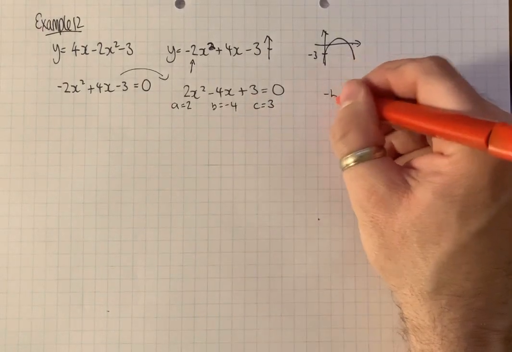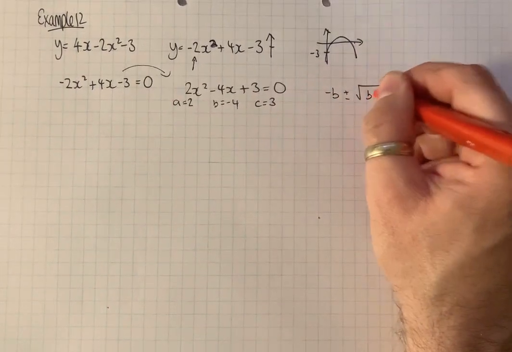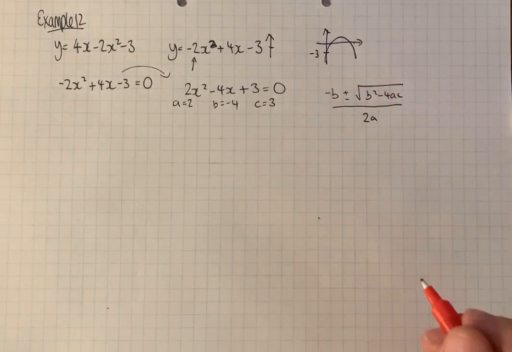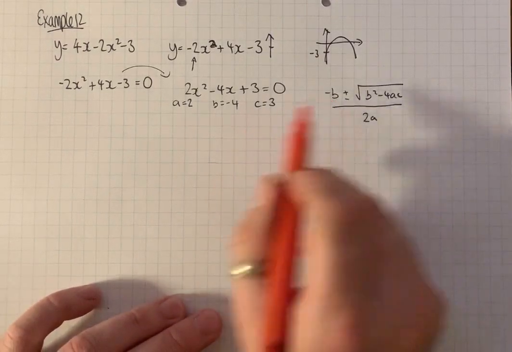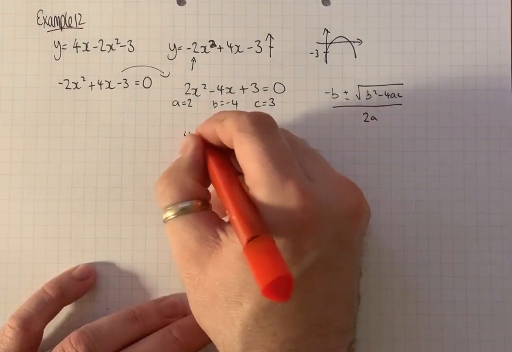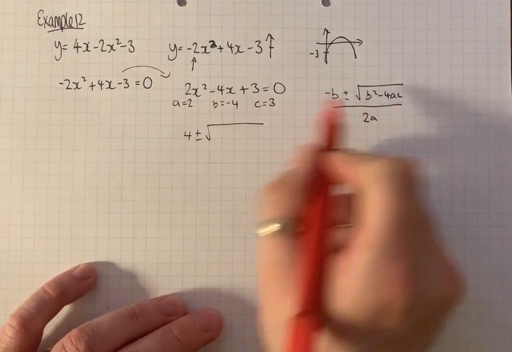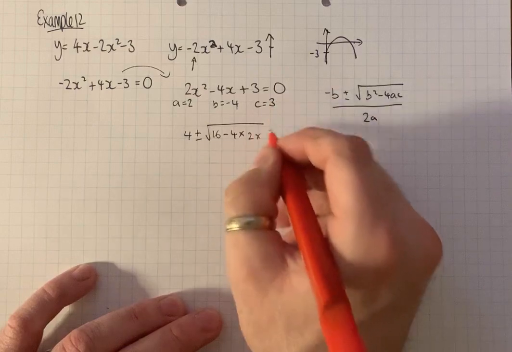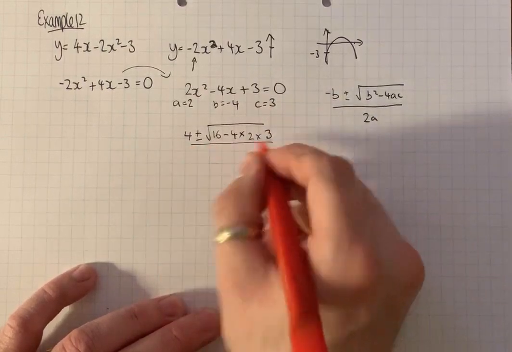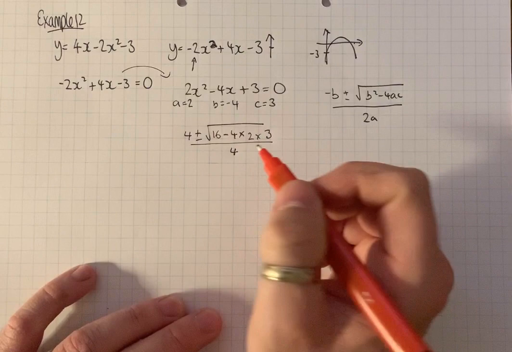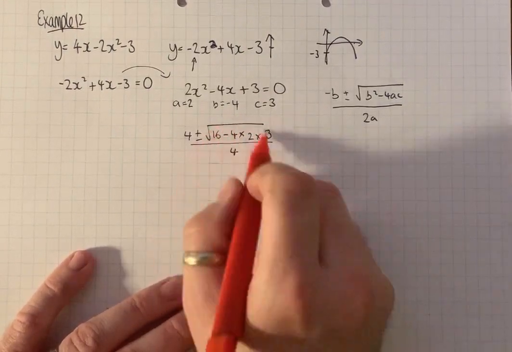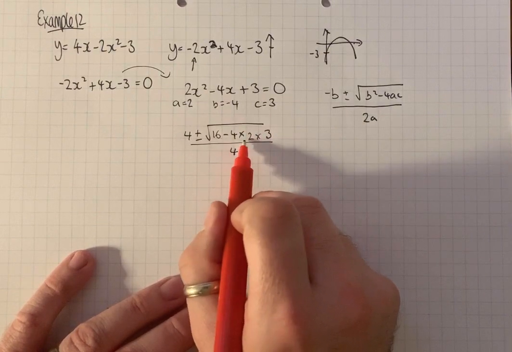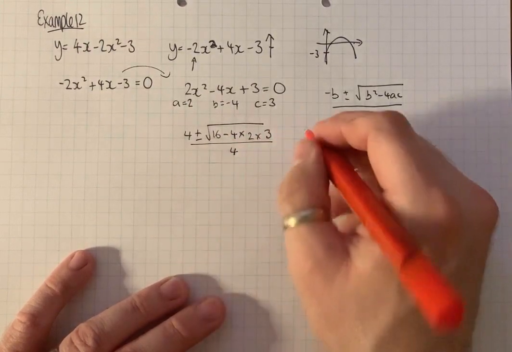Remember the quadratic formula? Minus b plus or minus the square root of b squared, take 4ac, all divided by 2a. So putting those in, minus b, minus 4 is 4, plus or minus the square root of b squared, minus 4 squared is 16, minus 4 times a times c, all divided by 2a. So 2 lots of 2 is 4. Let's work out the bit under the square root. 4 times 2 times 3 is 24. 16 take 24 is minus 8.